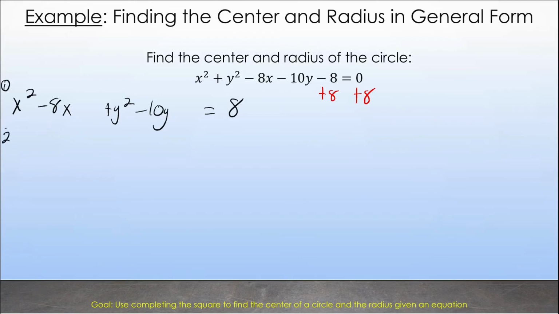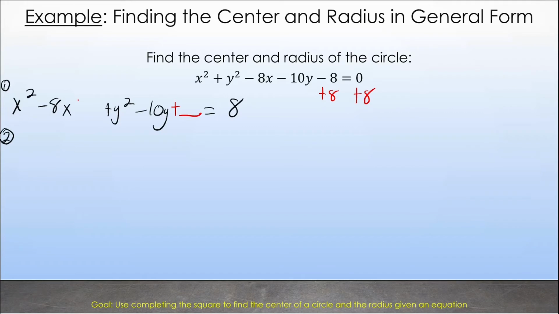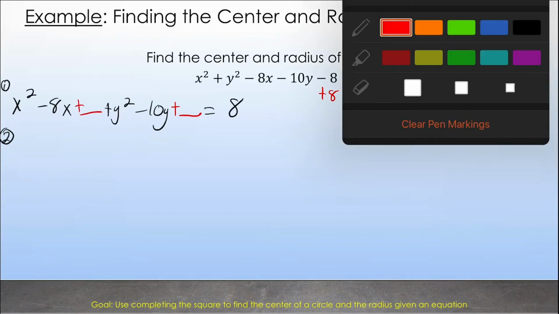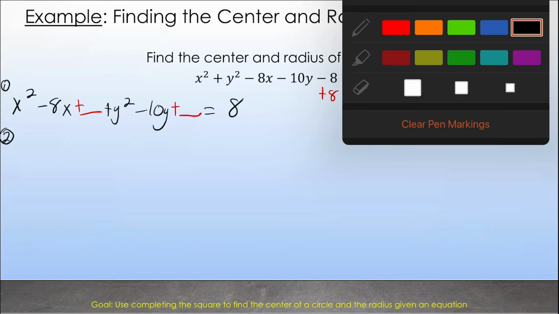So the next thing I'm going to do is notice I've left some gaps here. That's because I want to add some numbers there. But to figure out what we need to add, we need to complete the square.